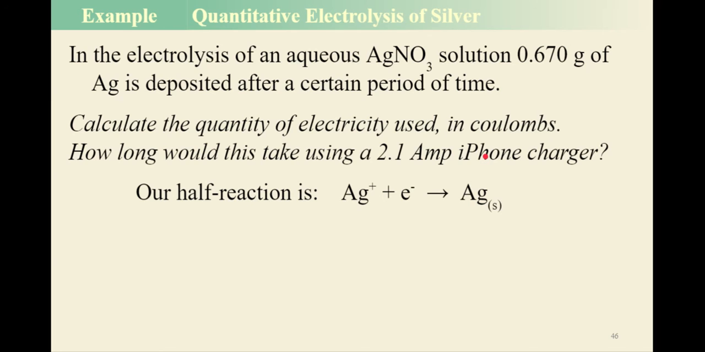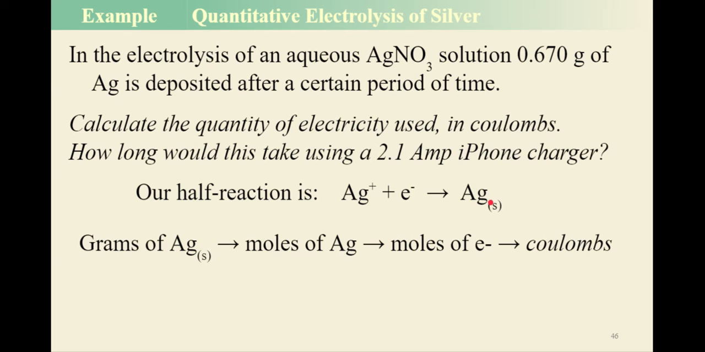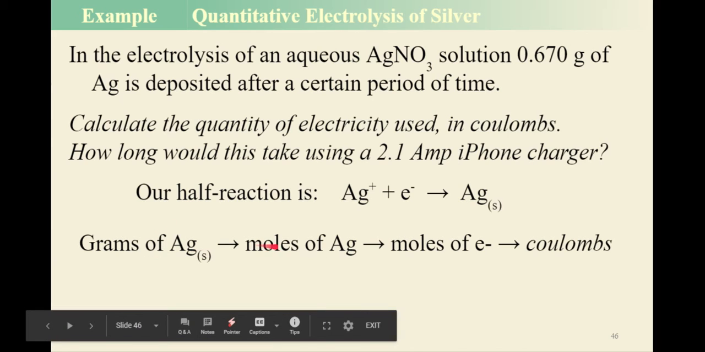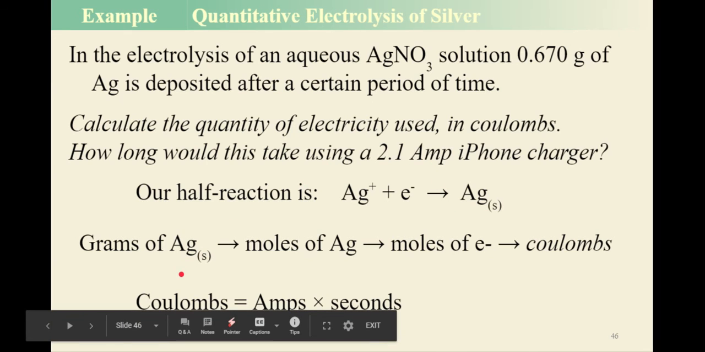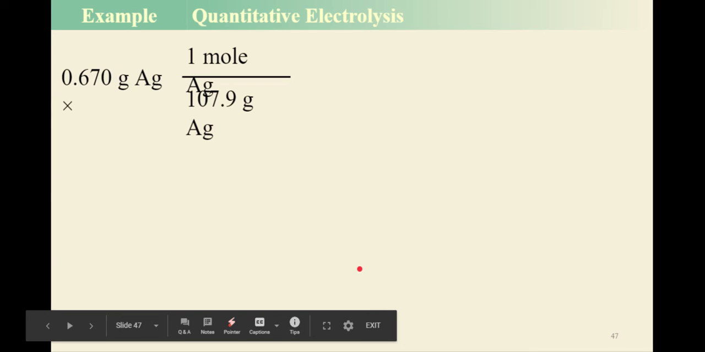So again, we need to know that the half reaction is a silver ion plus an electron makes silver. And we're going to go from the grams of silver to moles of electrons using this relationship, and then we can get the number of coulombs. Now, to find the length of time, we just need to know that the charge is equal to the current times time. So current times time is charge. And so we'll use that relationship in just a second.